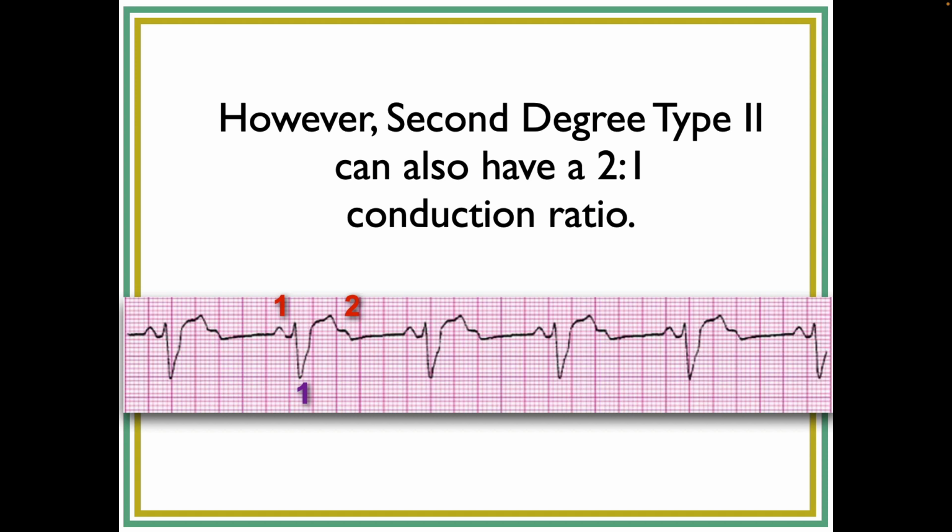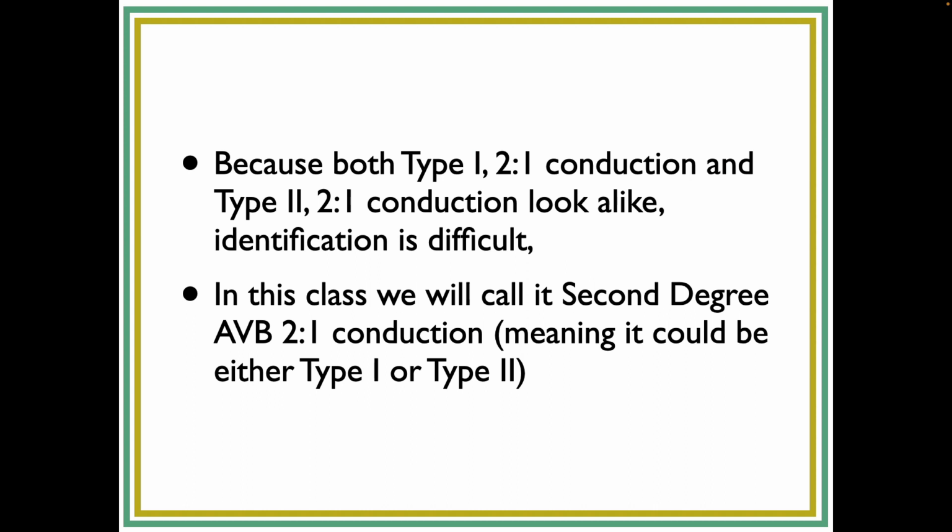However, second degree type 2 can also have a 2-to-1 conduction ratio, unfortunately. Life would be easier in this class without that. This is a second degree type 2 AV block. If you could look inside this person's heart, it would be second degree type 2. And it looks precisely the same, okay? Because there's only a single PR interval at a time. So, what that means is because both type 1 and type 2 with 2-to-1 conduction look alike, identification is difficult.